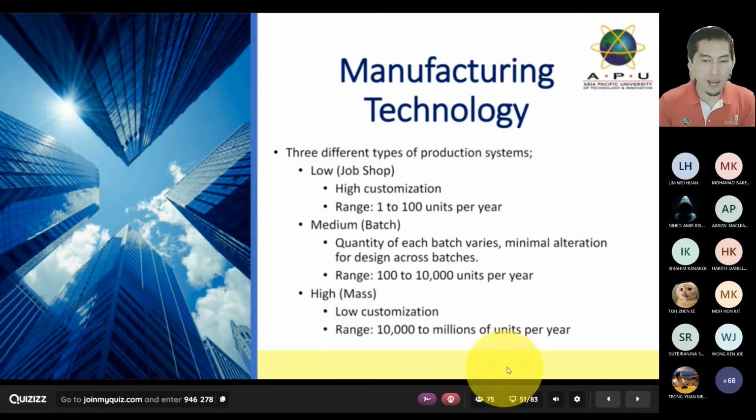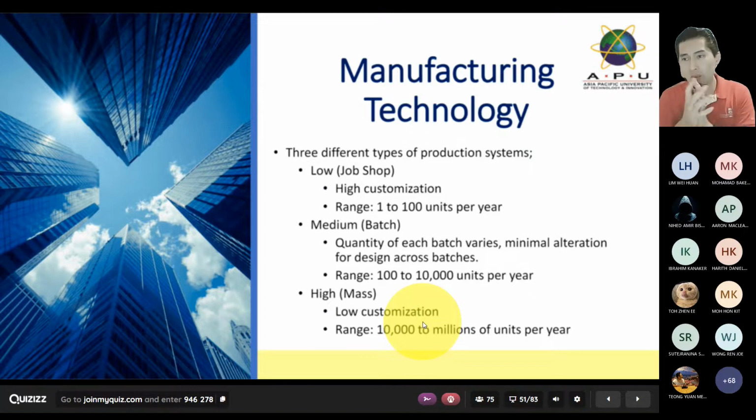When you go into high or mass production, you can name almost anything of our day-to-day products: food, stationery, furniture. A lot of these are in low customization, but the numbers are very, very high.